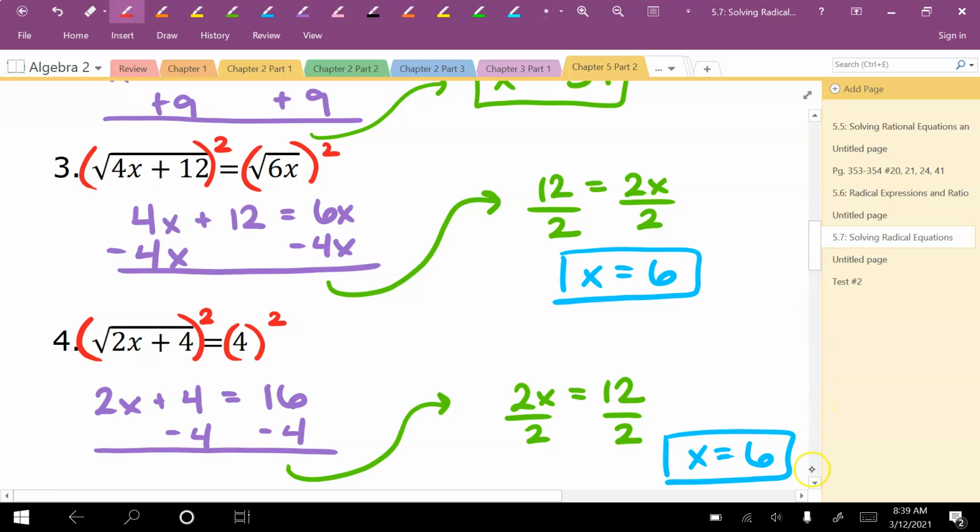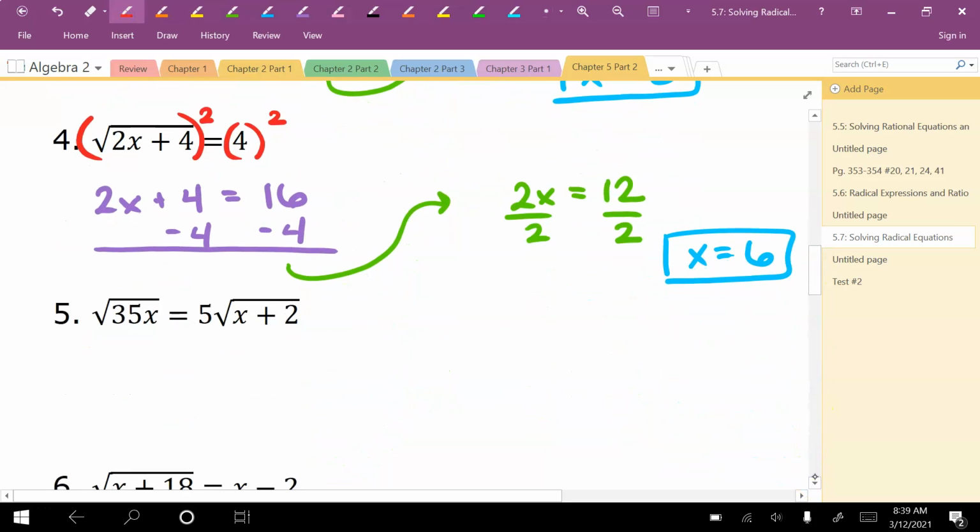Okay, let's take a look at number 5 on the bottom of that page. So we have the square root of 35x, and then we have 5 times the square root of x plus 2. I'm still going to start by squaring both sides to get rid of those radical signs. Now on the left side, just 35x is going to come down. On the right side, though, you have to be careful because you're squaring the piece that's underneath the radical sign, but you're also squaring the 5.